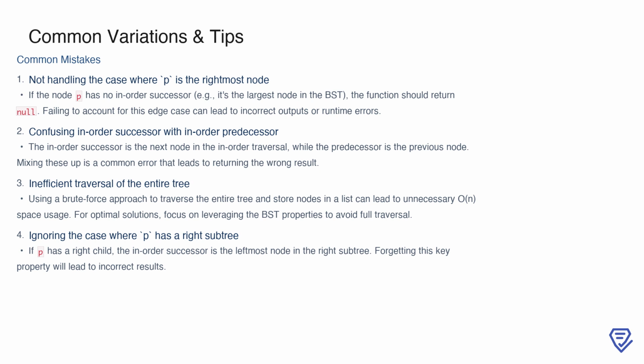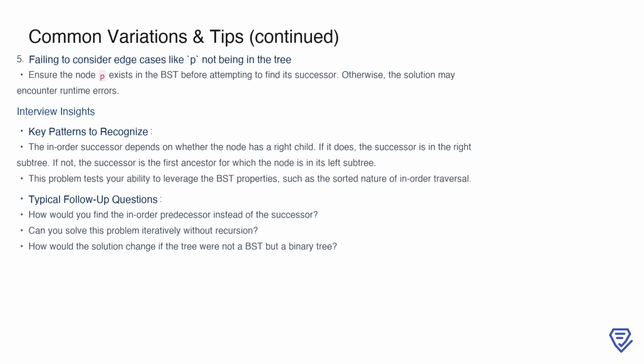Lastly, don't forget the case where P has a right subtree. In such cases, the inorder successor is the leftmost node in the right subtree. Missing this important property will lead to incorrect results. Another critical edge case to consider is when the node P does not exist in the BST. Before attempting to find the successor, ensure the node is present in the tree, otherwise, your solution may encounter runtime errors.